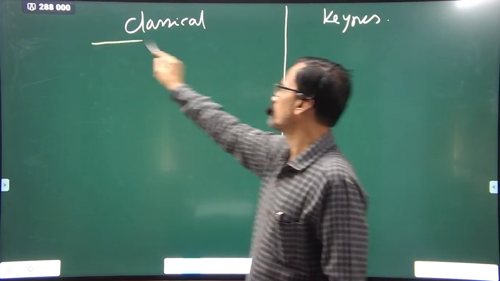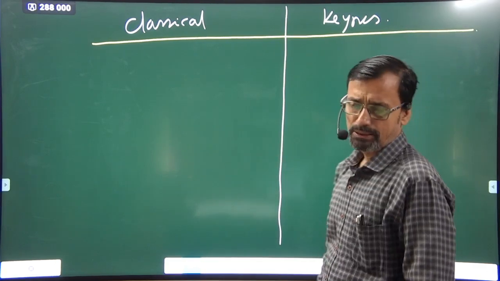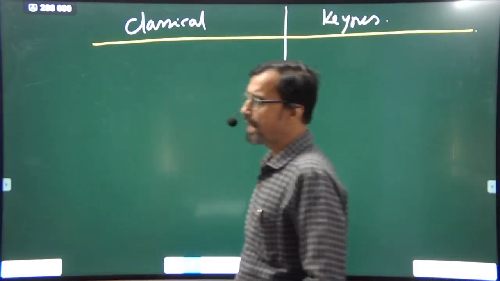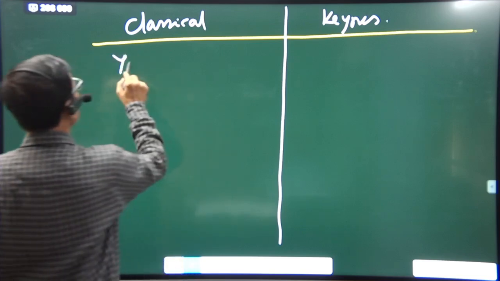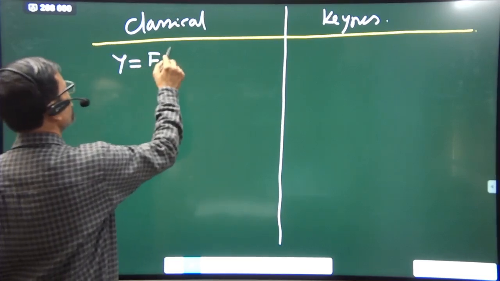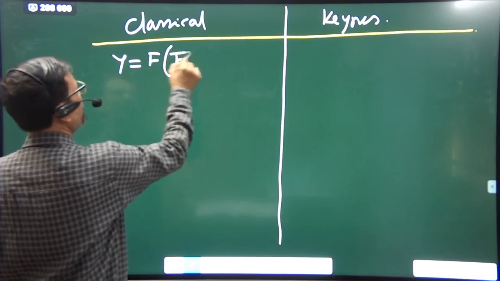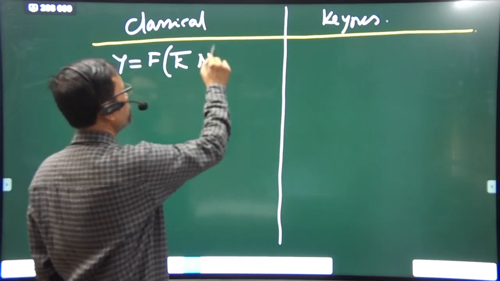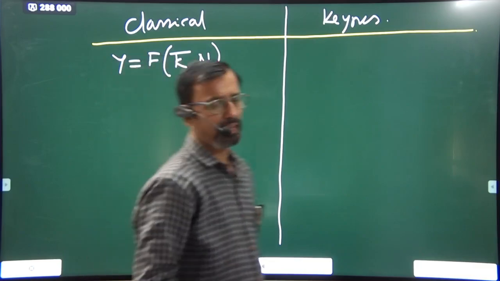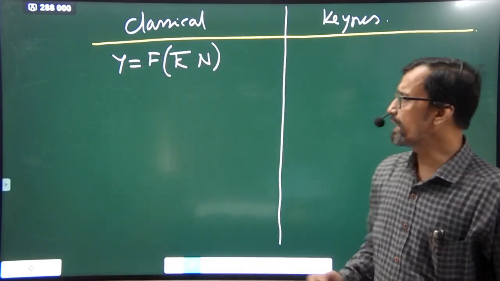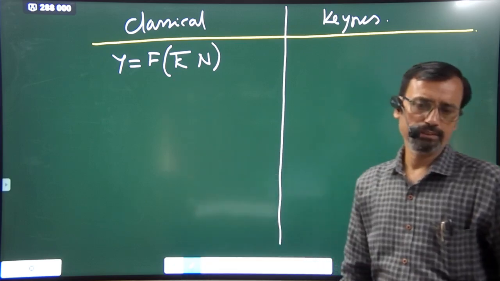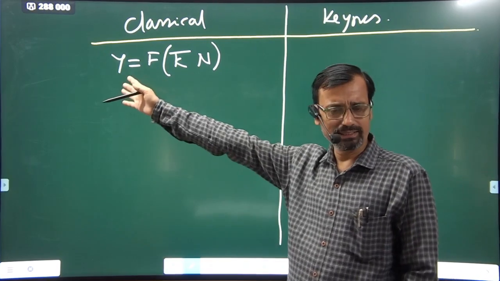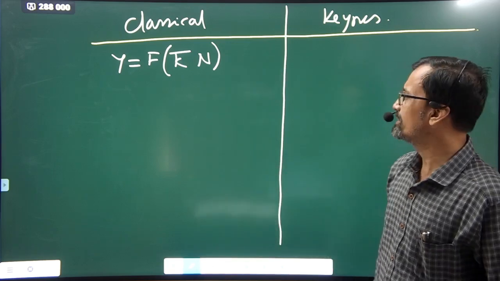Now you see, as per classical theory, total output, that is national income, is a function of the stock of capital and employment, the number of persons employed. Here Y indicates national income, or you can say GDP.